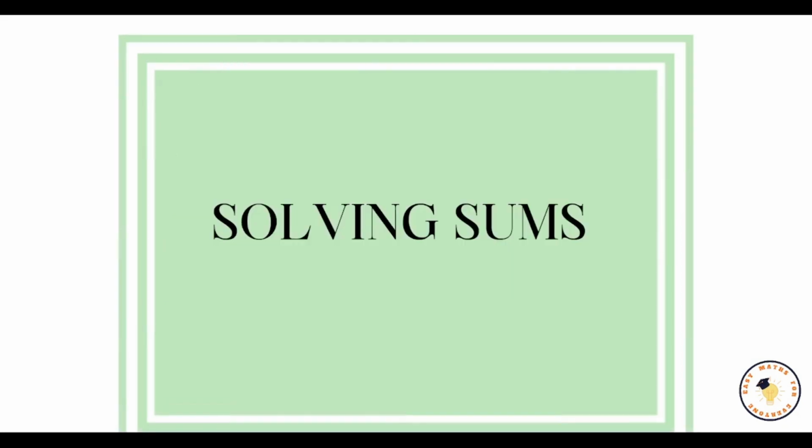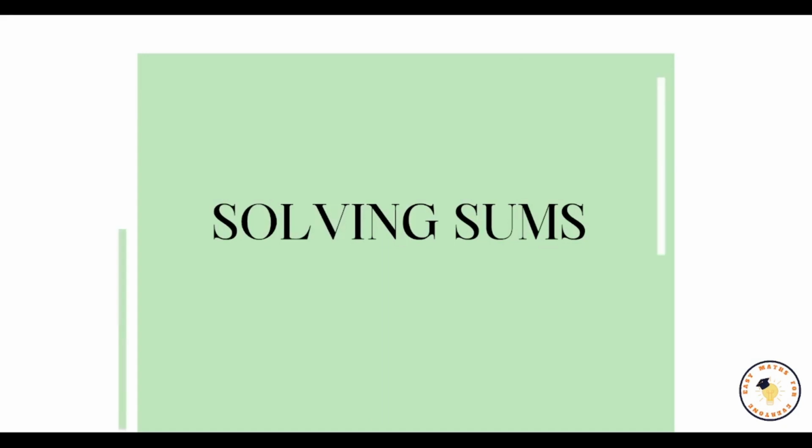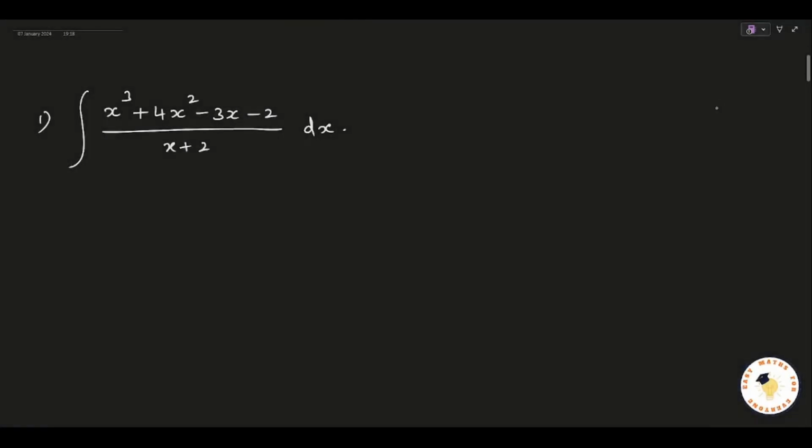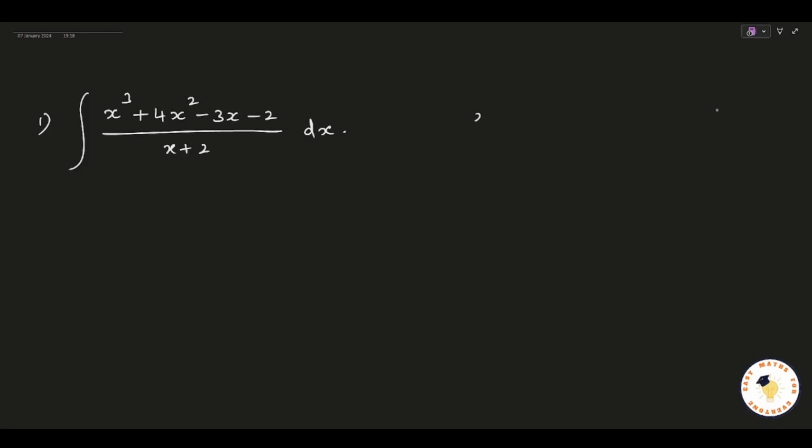Let's see solving a few sums using these theorems. Let's solve this sum: integral of x cube plus 4x square minus 3x minus 2 divided by x plus 2, dx. Even if you split this integral like x cube by x plus 2 plus 4x square by x plus 2 etc., still you won't be having any formula support for this. So there is a different method of solving this.